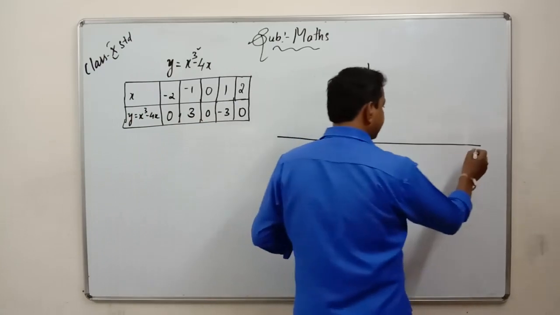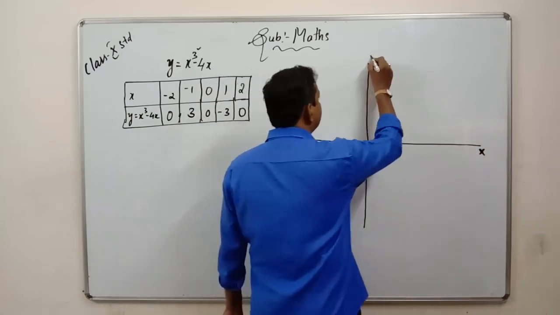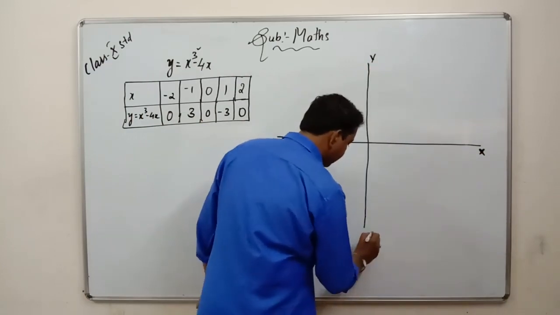So he has given the values here: x, x dash, y, and y dash.